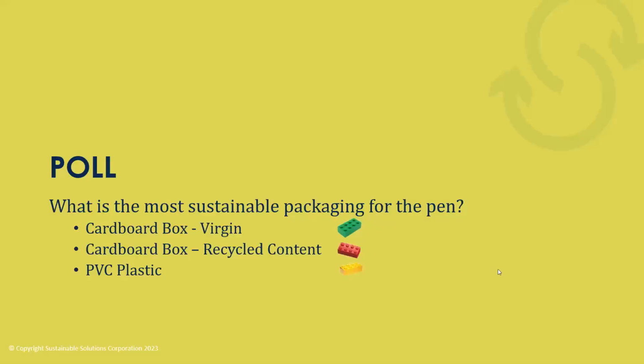All right, now our last thing is we got to think about the packaging. What is the most sustainable packaging for the pen? Again, we can have a cardboard box with virgin cardboard. We can have a cardboard box with recycled content. We could go with PVC plastic. Again, we're using our thoughts here in terms of what's the best. So thinking about all these things, the poll is open. We got about 53% of you voted. Keep it going, keep it going. Looks like the recycled content box is in the lead. Again, you think intuitively, but you never know what's going to happen. So when we're looking at embodied carbon, you never know. So keep it going. We're going to try to get about 75% of you voting.